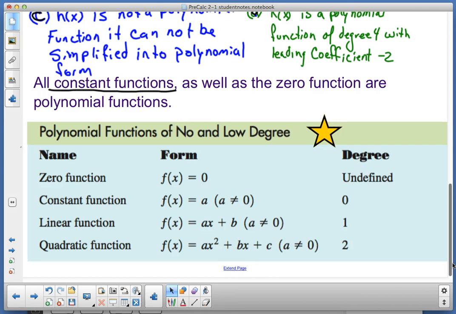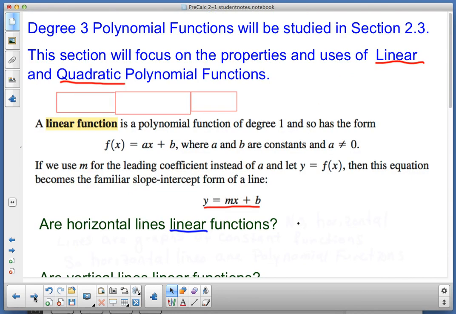Linear functions, of first degree, and quadratic functions, of second degree, are polynomial functions. Degree 3 polynomial functions will be studied in section 2.3. This section will focus on the properties and uses of linear and quadratics. Some people ask why we are talking about the low ones. The higher ones will have their own day.